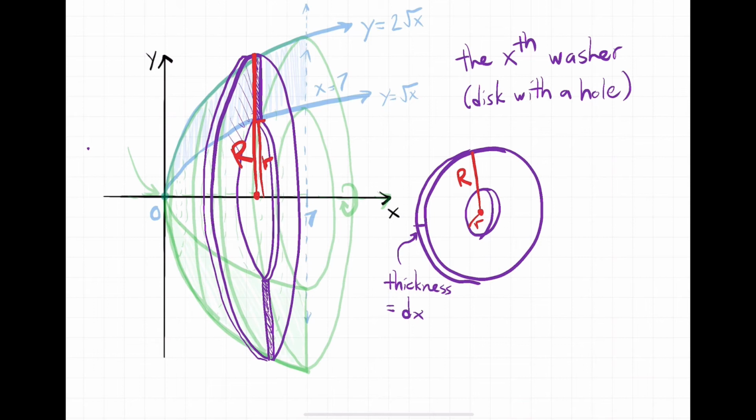Okay. What are these values? Well, our big R is the distance from the center of that washer to the outer edge. It's going to be the y-coordinate of the higher of the two curves. In fact, it's the distance from that curve to the x-axis, which is just going to be 2 square root of x. Our small radius is the distance from the center to the lower of the two curves. That is the square root of x. So we have our two radii.